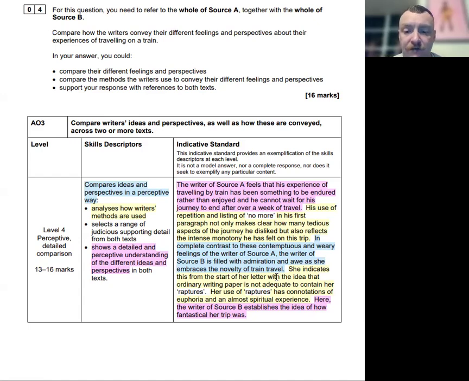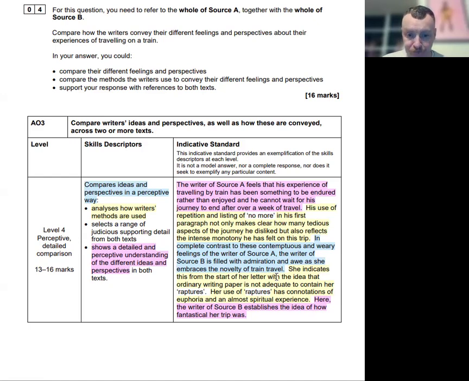So the writer of Source A feels that his experience of traveling by train has been something to be endured rather than enjoyed and cannot wait for his journey to end after over a week of travel. So that's a clear statement. Source A, how the writer's thinking and feeling. They're enduring this train trip. They're hating it. They're not enjoying it. And they can't wait for it to finish. It's been a week long of travel. It's too much. His use of repetition and listing of no more in his first paragraph not only makes it clear how many tedious aspects of the journey he disliked, but also reflects the intense monotony he has felt on his trip.